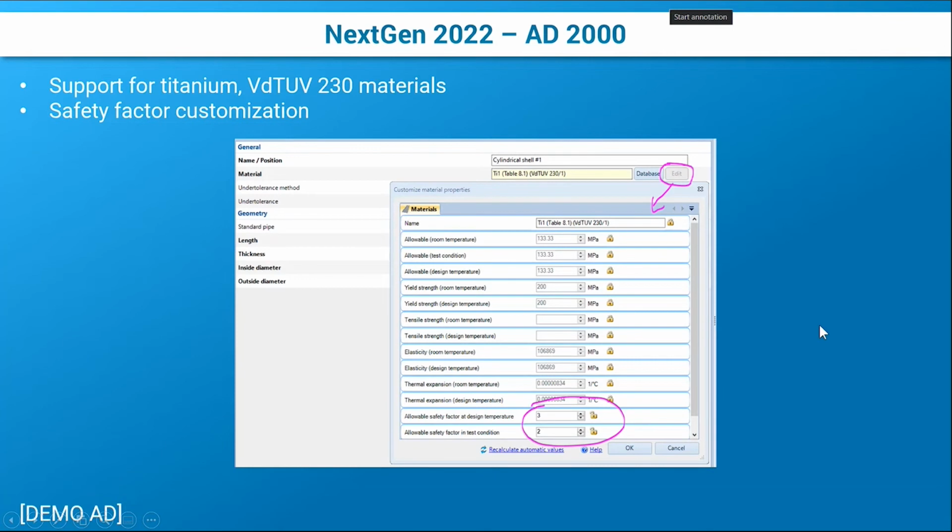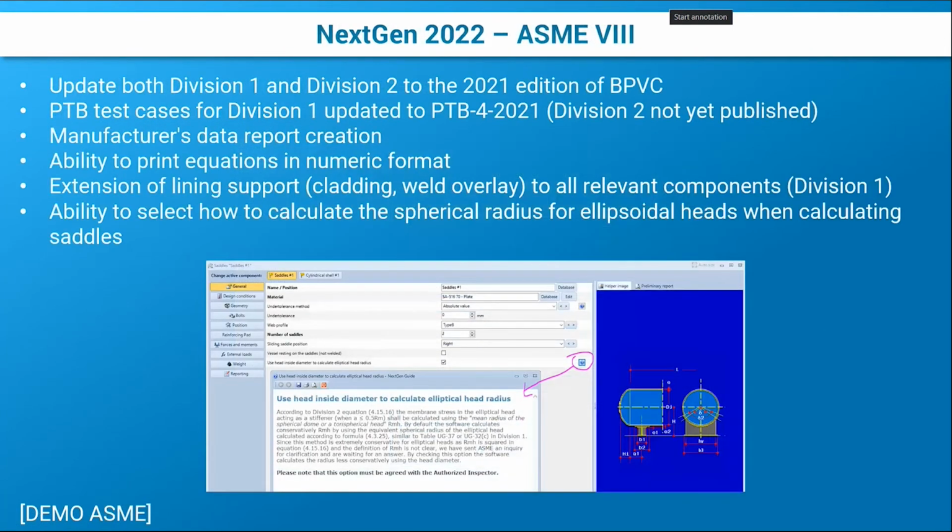Okay, let's move to ASME. Again, we of course updated the Division 1 and 2 to the 2021 edition of the BPVC. We added this feature starting from when we were still in 2021, so late autumn 2021, and it was quite requested by our customers. And then we recently updated the PTB test cases for the Division 1 to PTB-4 2021.